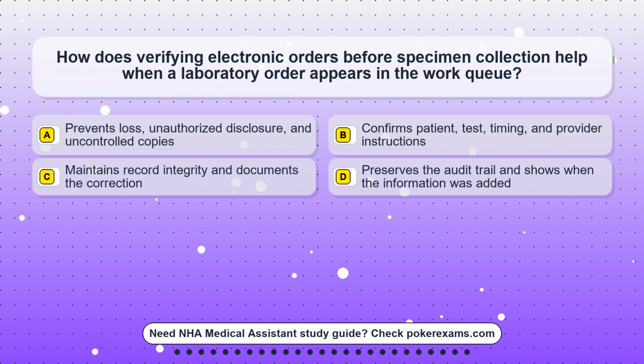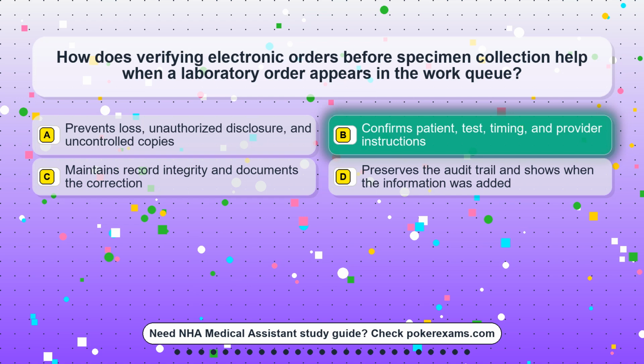Question 5. How does verifying electronic orders before specimen collection help when a laboratory order appears in the work queue? Option A. Prevents loss, unauthorized disclosure, and uncontrolled copies. Option B. Confirms patient, test, timing, and provider instructions. Option C. Maintains record integrity and documents the correction. Option D. Preserves the audit trail and shows when the information was added.